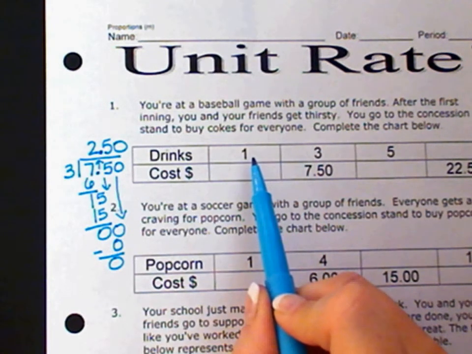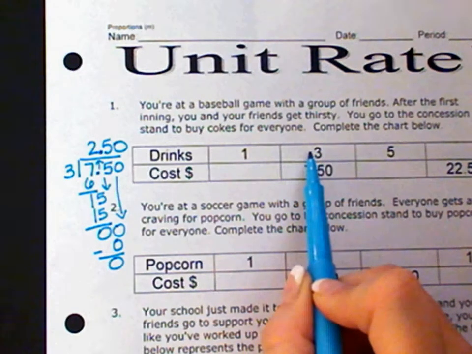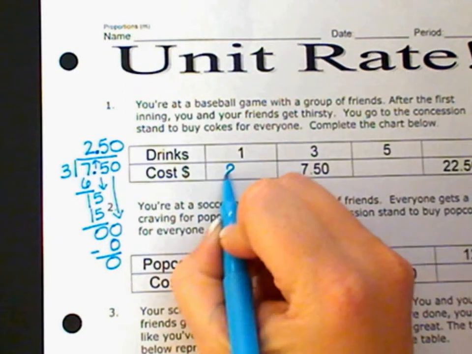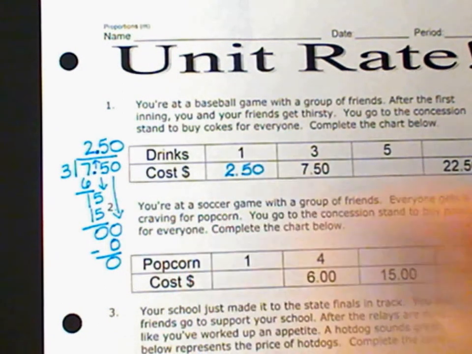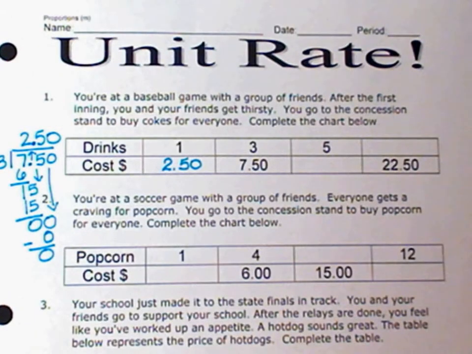But what does that mean? Well, remember, we are trying to find our unit rate, our cost for 1 drink. So we took the $7.50, divided it by the 3 drinks, which gives us 1 drink costs $2.50.